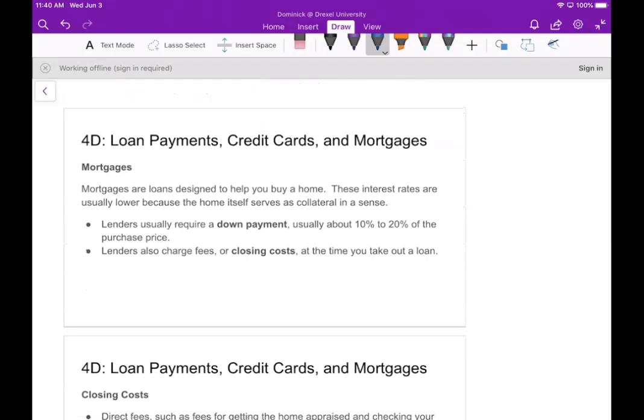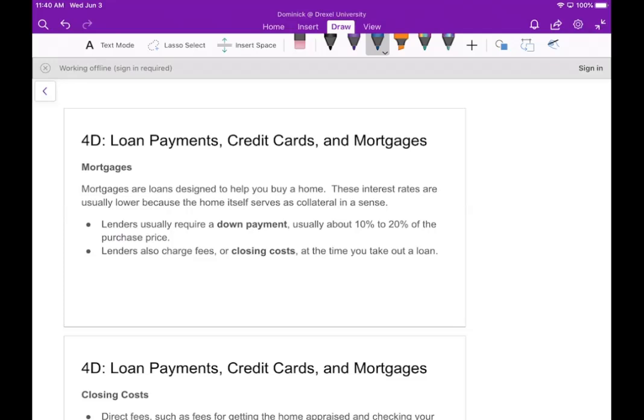Okay, now the next type of loan payment that we're going to talk about is mortgages. Now, mortgages are loans that are designed to help you buy a home, because if you look at the prices of homes, most of them are not in the price range where most people have that type of money lying around, right? Now, interest rates for mortgages are usually lower because the home itself serves as collateral. And what I mean by that is that if you don't make payments, the bank or the mortgage company could take your home as an asset, and then they would have some sort of asset that they could sell or reuse if they wanted to.